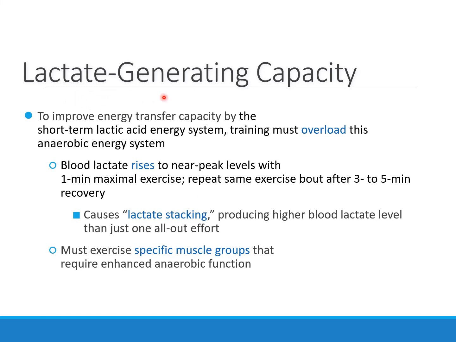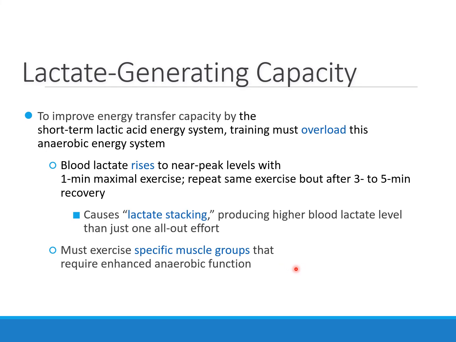Now, we'll talk about the lactate generating capacity. So to improve the energy transfer capacity by the short-term lactic acid energy system, training must overload this anaerobic energy system. Blood lactate rises to near peak levels with 1 minute of maximal exercise. If you repeat the same exercise bout after 3 to 5 minutes of recovery, this will cause lactate stacking. So this produces higher blood lactate levels than just one all-out effort. So you're starting to just build on top of itself and you're getting these higher levels of lactate in the blood. But you must exercise specific muscle groups that require the enhanced anaerobic function.